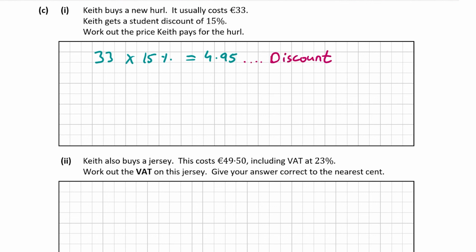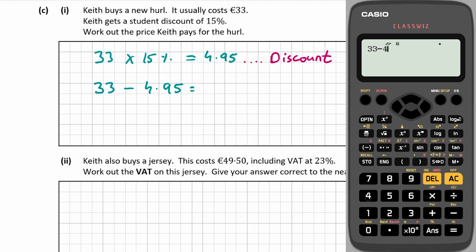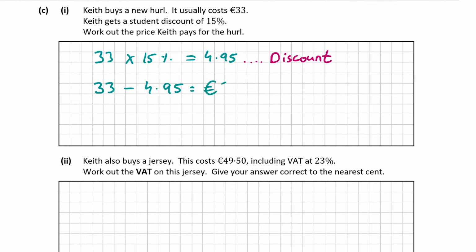So it normally costs €33, but he's now got a discount of €4.95. So to find out the price he actually pays, we're going to do 33 minus 4.95. We can do that on this again. And 33 minus 4.95 is 561 over 20. But once again, we're going to click S to D to change it to a decimal. And we find that it's actually equal to 28.05, meaning that Keith actually paid €28.05 for the hurl. So that's our answer for C part 1, which is worth 5 marks.